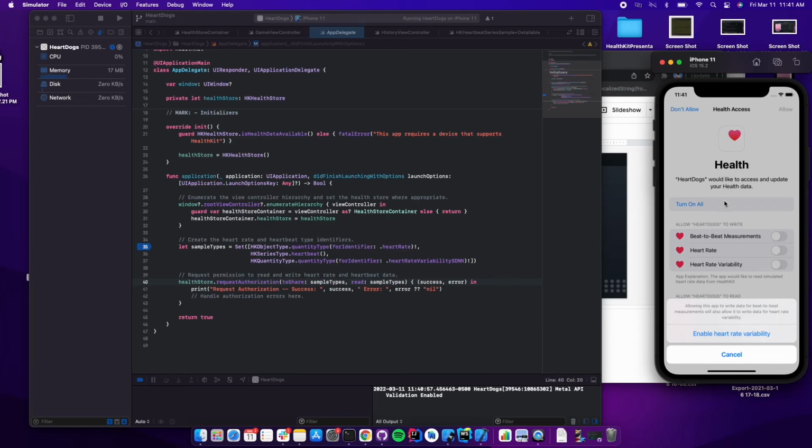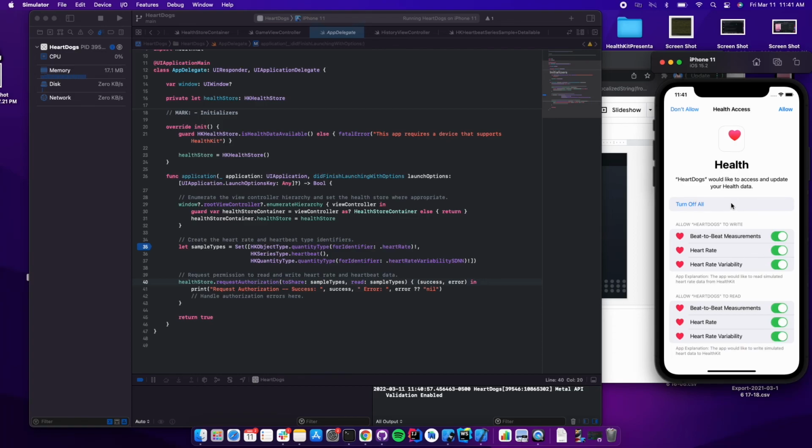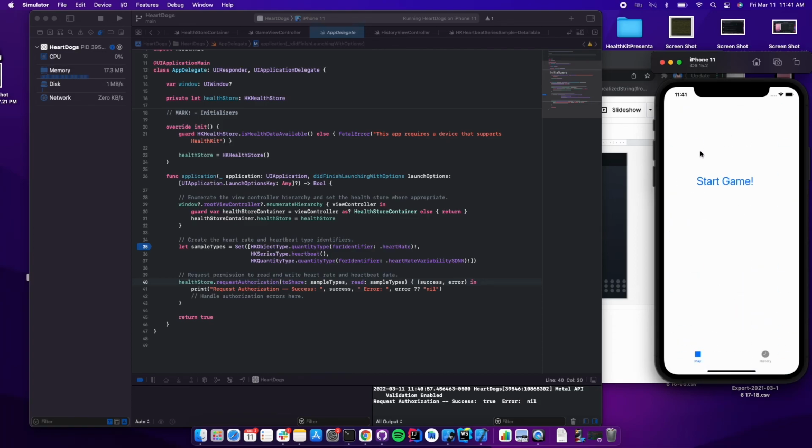So when you need beat-to-beat measurements, you also have to enact heart rate variability. So those two go hand in hand. And so we're going to turn on all of these. We're going to say allow. And then, so this is that little game.